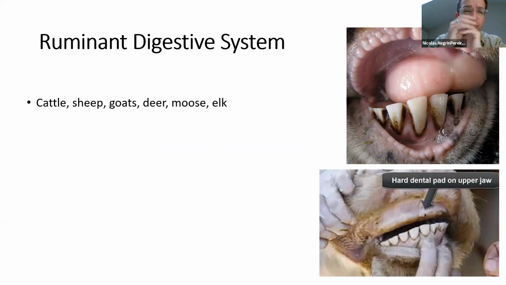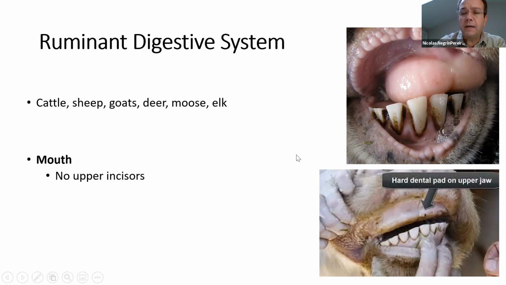The main species we are talking about are cattle, sheep, goat, deer, moose, and elk. So let's start, as we did with monogastrics, with the first region of the digestive system, the mouth. One typical characteristic of ruminants is that they do not have upper incisors. For this reason, cattle, sheep and the rest of the ruminants present a hard dental pad on the upper jaw that they use in conjunction with the lower incisors to cut the grass.